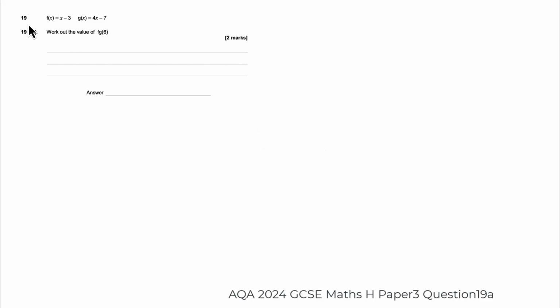Here's question 19. And in part A, we're asked to work out the value of f, g, and in brackets we've got a 6. Now f and g are defined to be functions with these given formulas. So the question we're asking is, what does f, g, with a 6 in brackets, mean? Well, it means that we start with a 6, and g is right next to the 6. So we apply g, that function, with this formula, to 6.